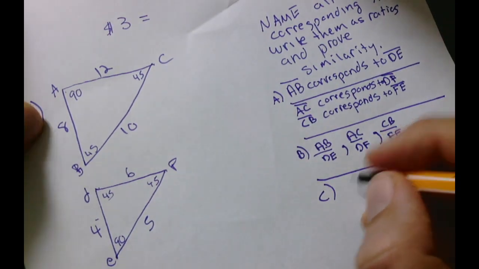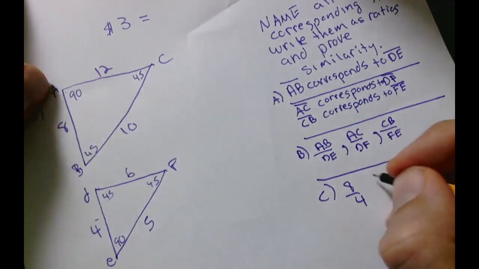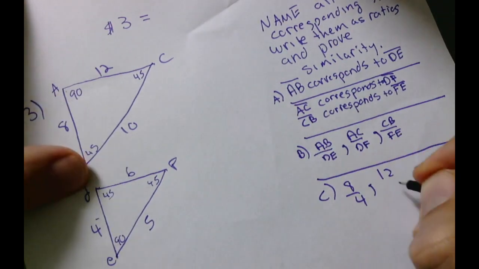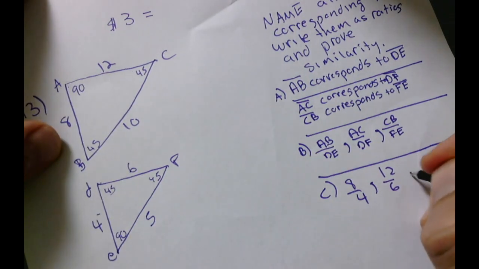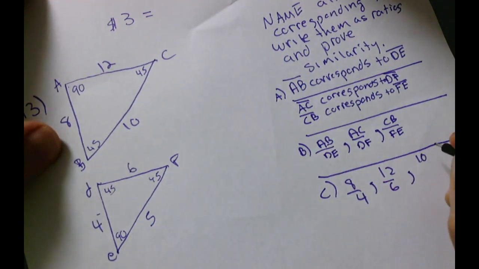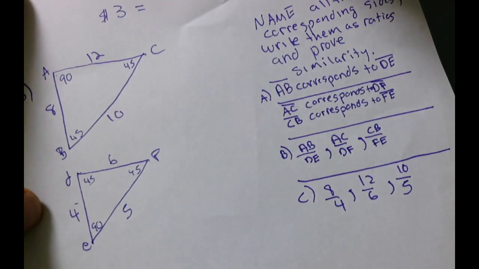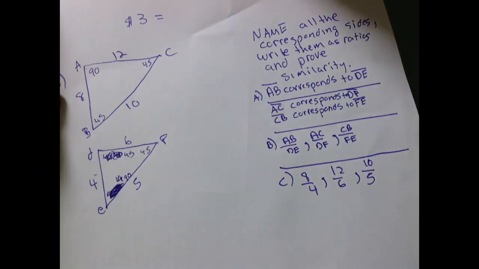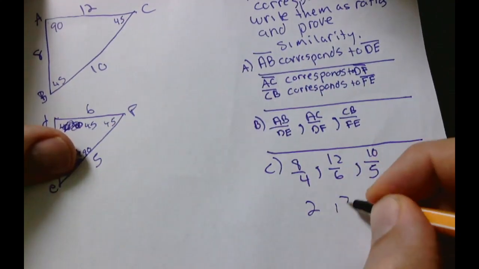So part C is 8 over 4, and AC is 12 over 6. And then we have CB, which is 10, and we have FE, which is 5. Okay, so lastly we want to make sure that we simplify these, so we'll get 2, 2, and 2.